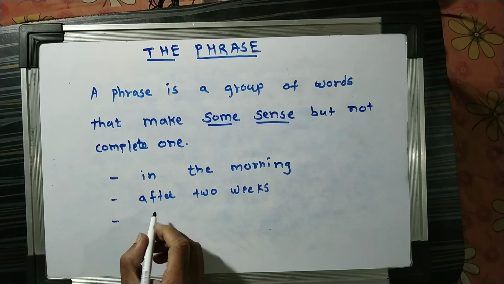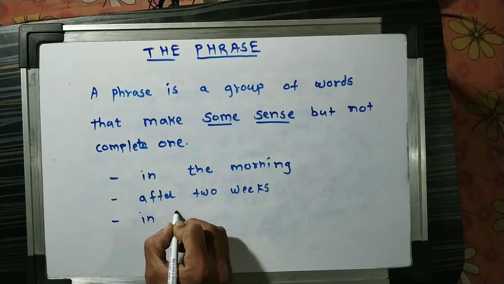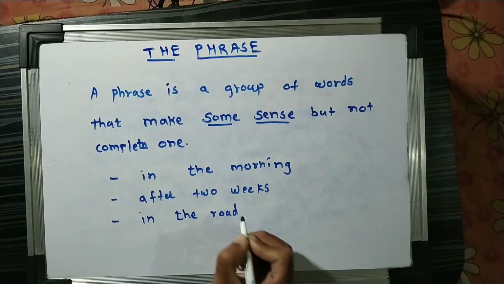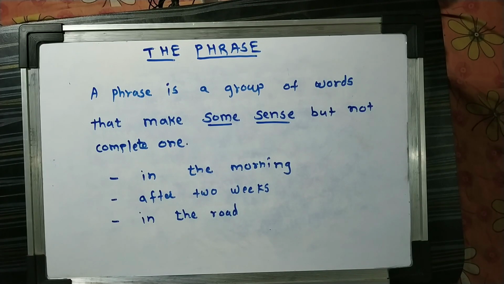One more example, in the road. We are getting the same situation over here. This is also a group of words. It is giving some sense but not complete, and therefore we can call that a phrase. And finally we will take one more example so that our concept of the phrase will be quite clear.